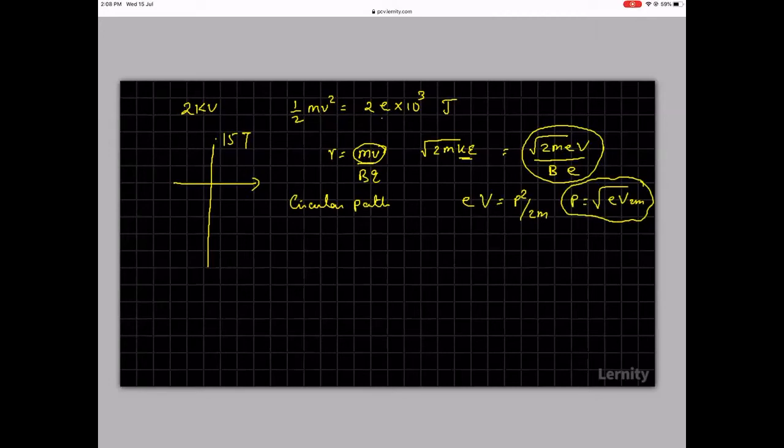In the second case, it's at an angle. When it is at an angle, there's a velocity component in the direction of the magnetic field. So it moves in a circle and it also moves along the field. So in the second case, it will move in a helical path.